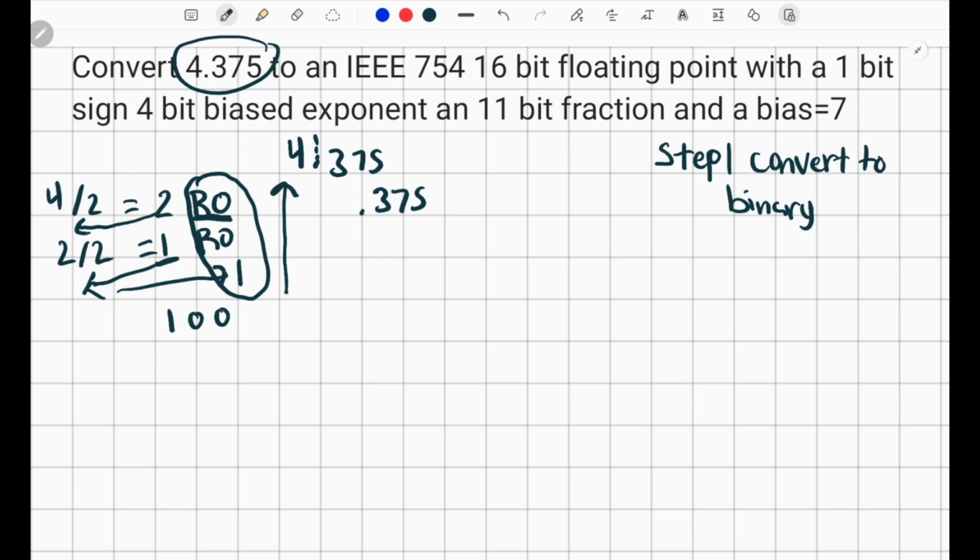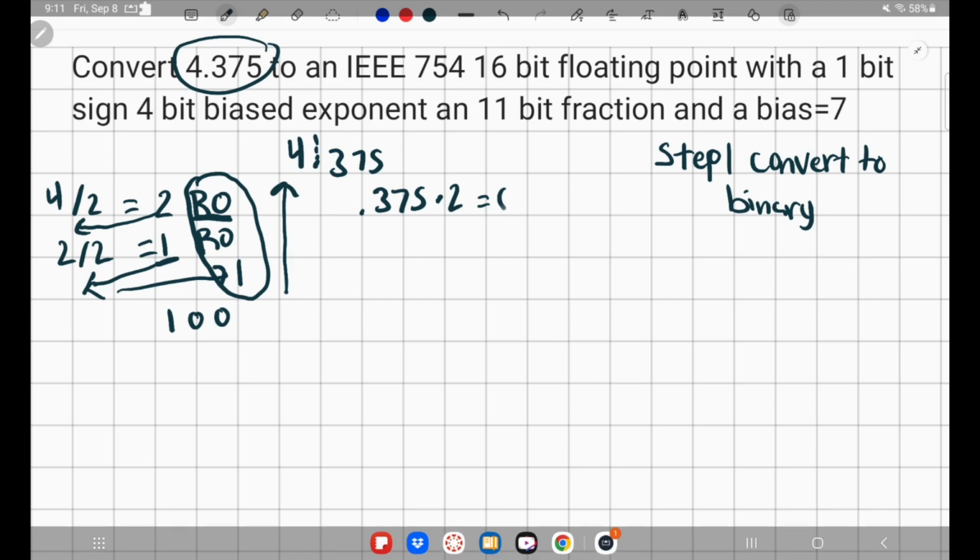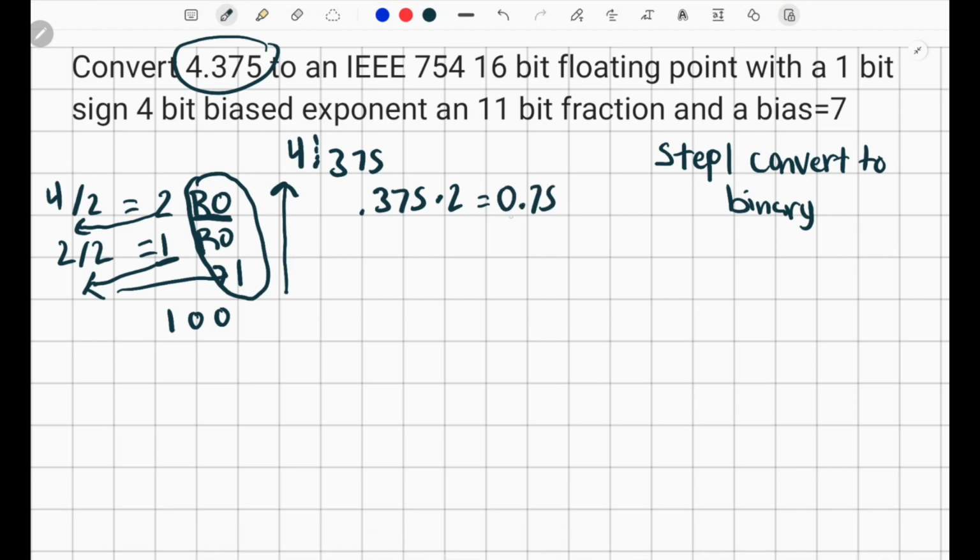So that's successfully converted. Now we're going to convert 0.375, but instead of dividing by 2, we multiply by 2. 0.375 times 2 equals 0.75. We only care about the leftmost part, and whatever is not on the left, we bring back over to multiply again. 0.75 times 2 equals 1.50. We only care about the left side. Once everything to the left of the decimal point is 0, we stop. So we bring the 0.5 over. 0.50 times 2 equals 1.00. Everything to the left of the decimal point is 0, so we stop.